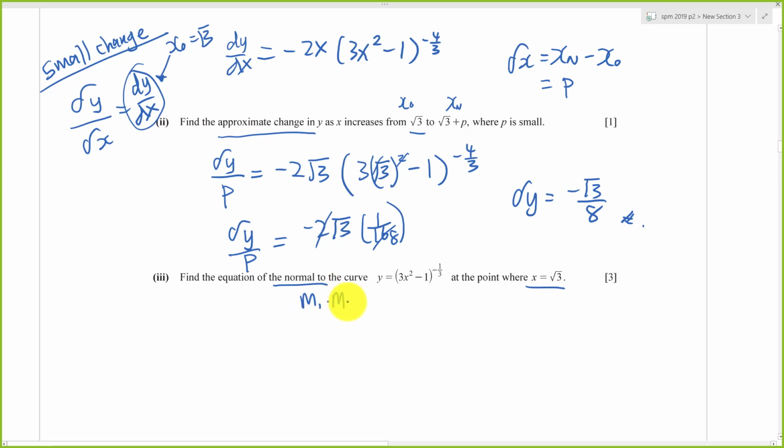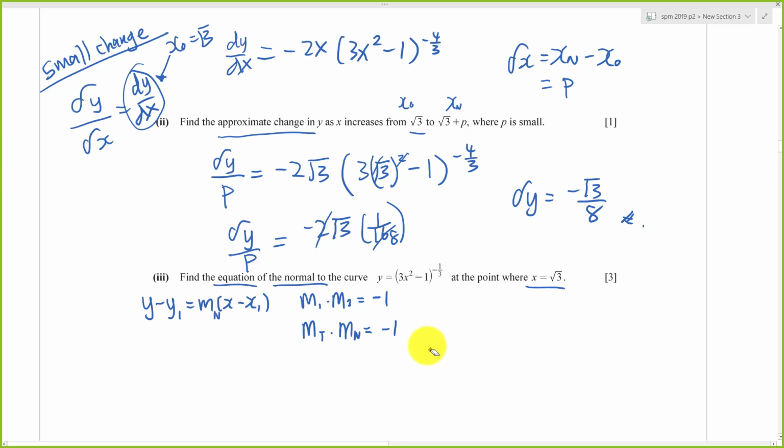m1 multiply m2 equals -1, or you can remember something like gradient of tangent multiply gradient of normal equals -1. Okay, because in order to get the equation of normal, you need to have the gradient of normal. Of course, in order to form the equation, another formula you need is y minus y1 equals m(x minus x1). And your m over here should be the gradient of normal.